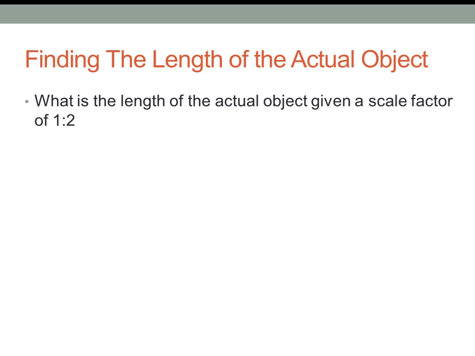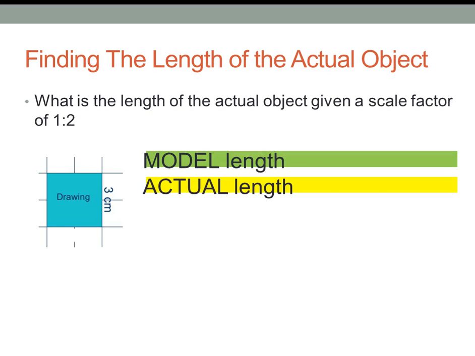So now let's find the length of an actual object. Now, we can find the length of the actual object when we're given the scale factor and we're given the drawing. And that's what we're given here. So the scale factor is 1 to 2. And the drawing, here we have 3 centimeters. So let's look, model length over actual length. We got our green and our yellow to help remind us. So I know my scale factor is 1 over 2, and I know my model length is 3 centimeters. I don't know what my actual length is, though.